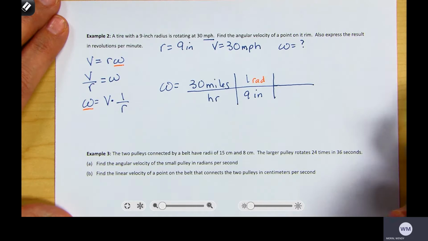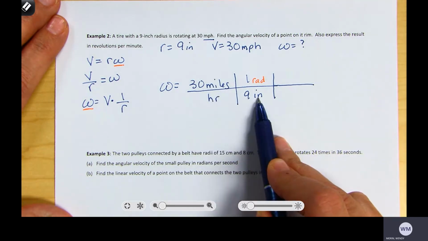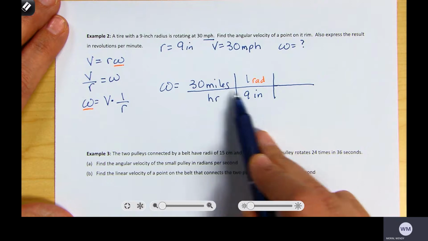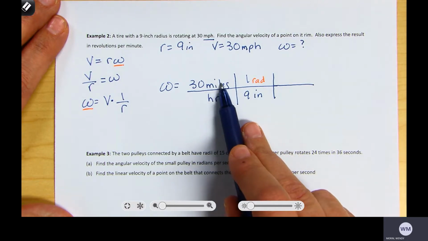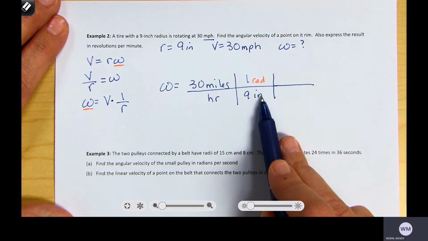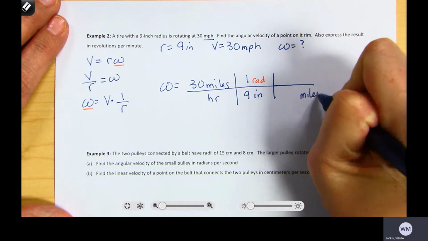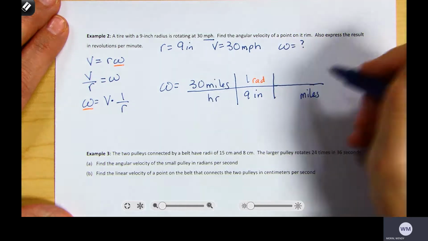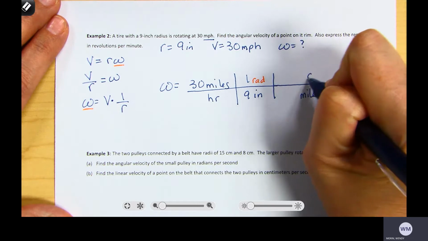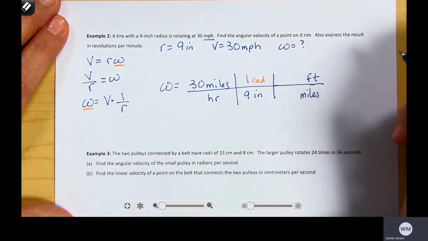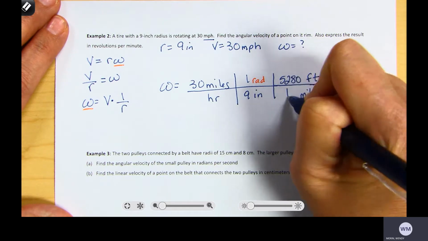So why doesn't it cancel? Well, because you have miles here and you have inches here. And if you don't write down your units, you would never know that. So we need to cancel miles and inches. We want miles to disappear and we want inches to disappear. So if the miles are on the top, we're going to put miles on the bottom. Now, do I know how many inches in a mile? I don't. I know how many feet are in a mile, so let's start with that. 5,280 feet in 1 mile.